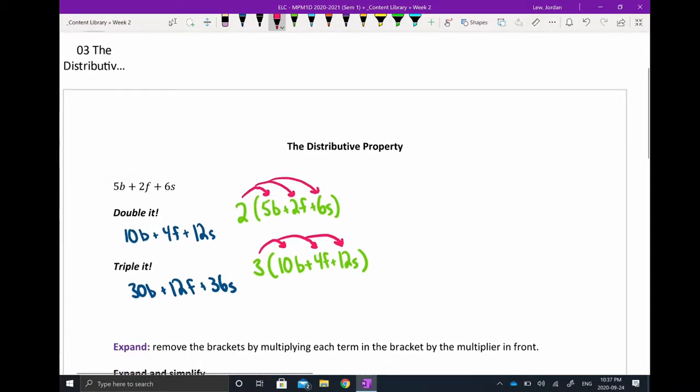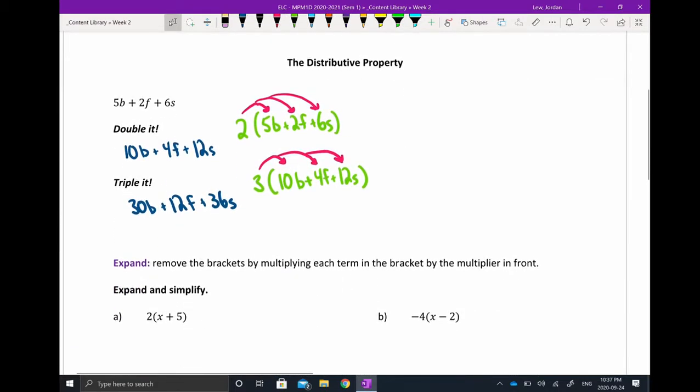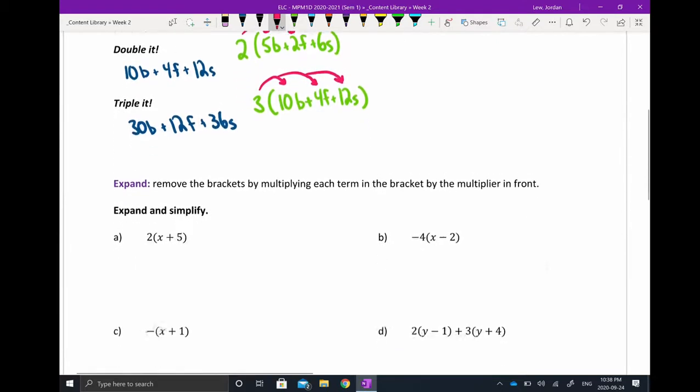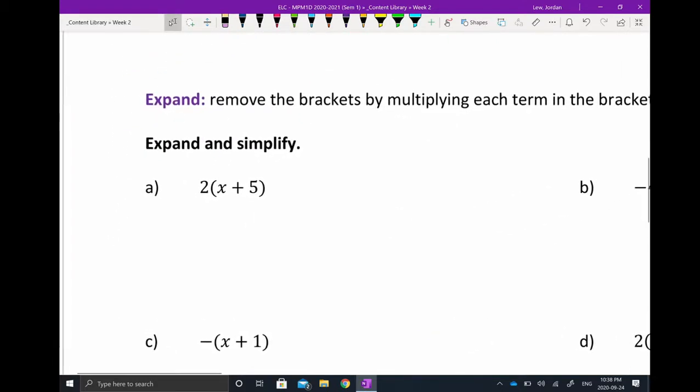So the distributive property, or in other words, expand, is basically removing the brackets by multiplying each term inside that bracket by the multiplier in front. And we can see that by the arrows up at the top in the example that we just did. To get rid of the brackets, I need to multiply everything inside the bracket by 2, or everything inside the bracket by 3. And then when we do that, we get our expression without the brackets. So let's work through a couple of examples.